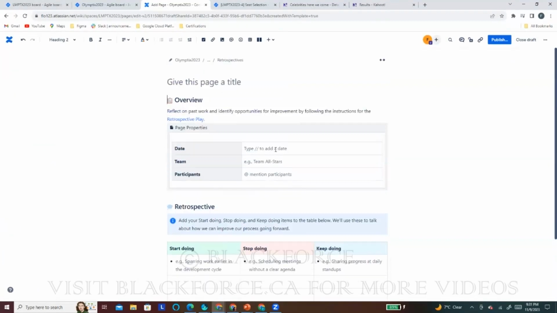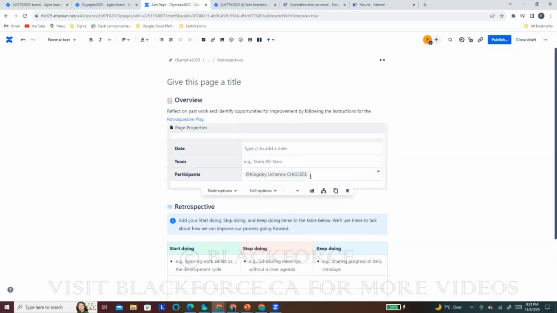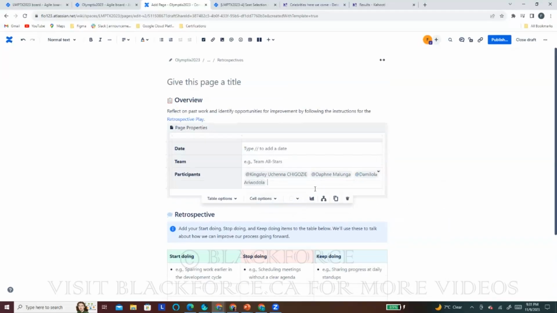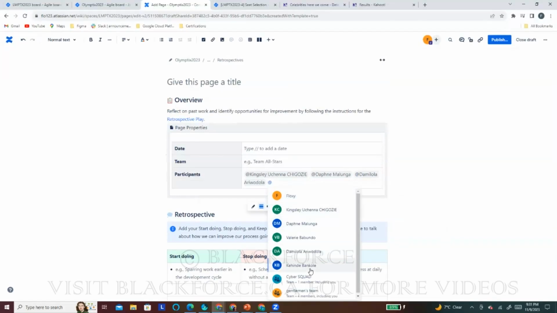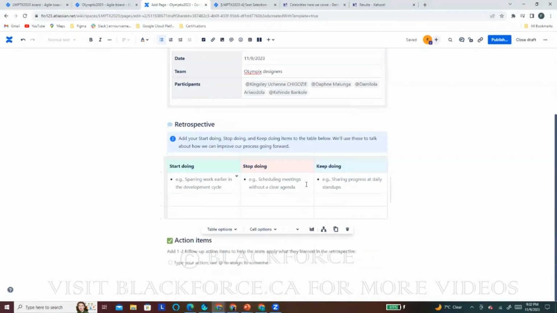You write the dates of your retro, the name of your team, right? Who are the people participating in the retro? So let's say these are the people that came for the retro, right? You write their names here. Maybe our team is called Olympic designers, something like that. Designers, right? Date of our retro. Our retro is today's date, 11/9/2023, right? You do your date, then you update based on what you want to do.